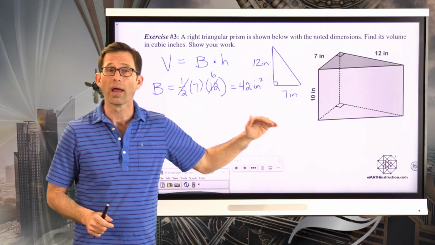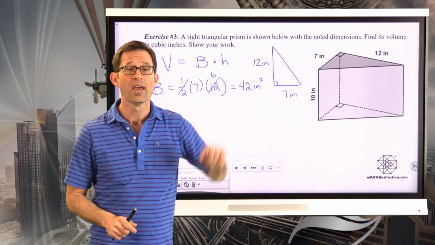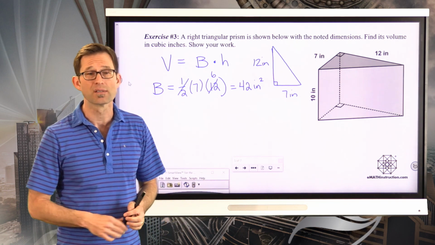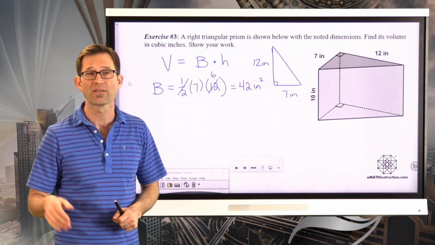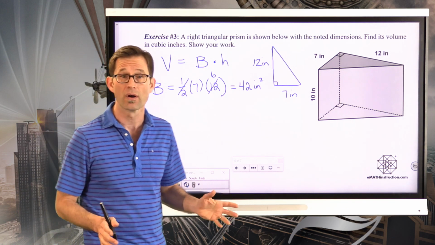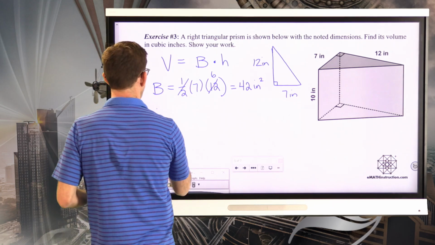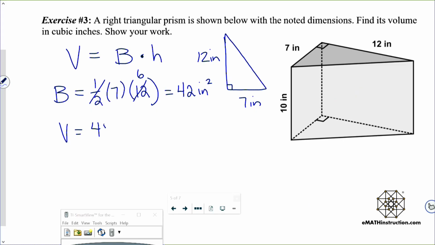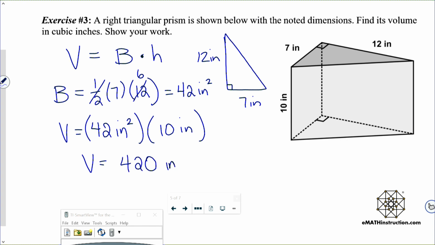But now that I've got the area of my base, it doesn't matter what that base was. It doesn't matter whether it was a rectangle, a triangle, a pentagon, a hexagon, an octagon, a figure you don't know the name of. It just doesn't matter. Now, I can say my volume is going to be 42 square inches times the height, which is 10 inches, and this is pretty easy, 420 cubic inches.